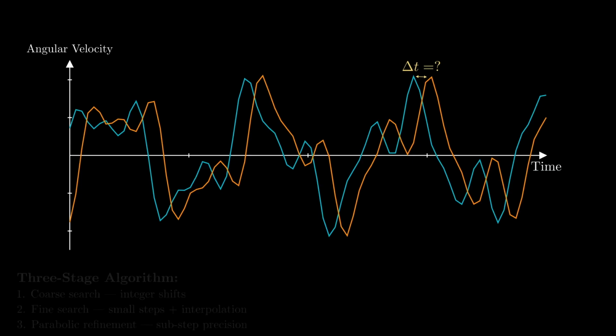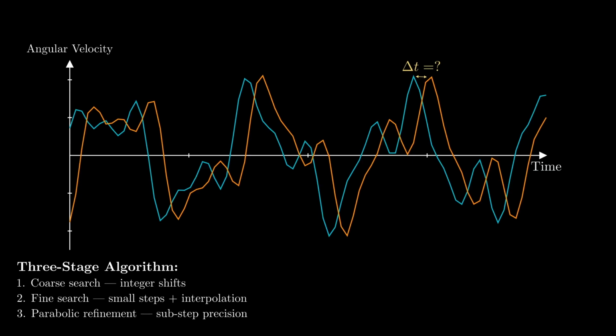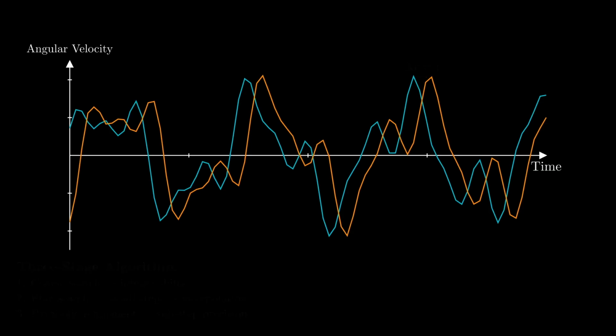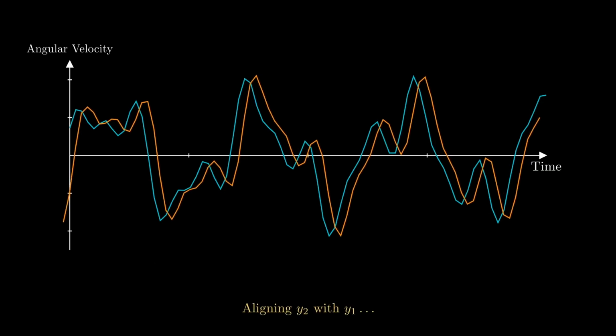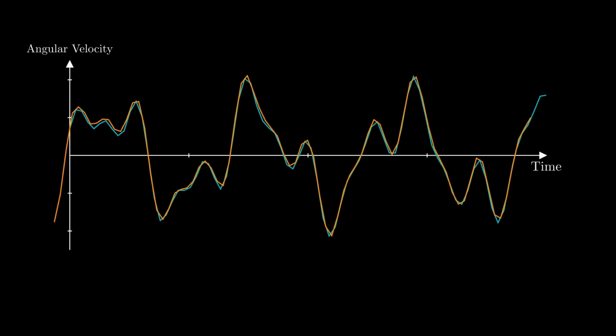We'll walk through a three-stage algorithm. First, a coarse search to quickly find the rough neighborhood of the delay. Second, a fine search using small steps and interpolation. And third, a parabolic refinement to pinpoint the minimum with sub-step precision. When the correct delay is applied, the two signals align perfectly, confirming we found our answer.